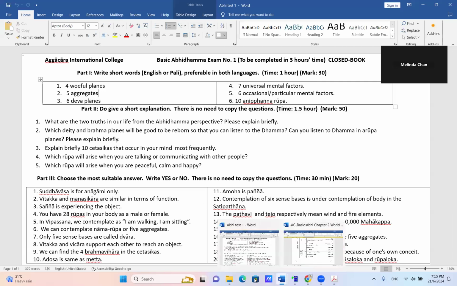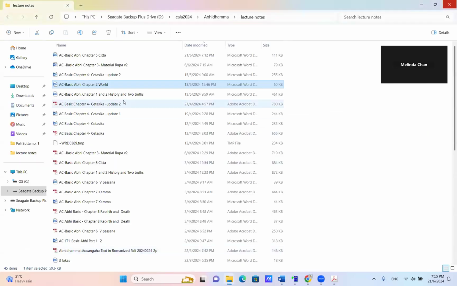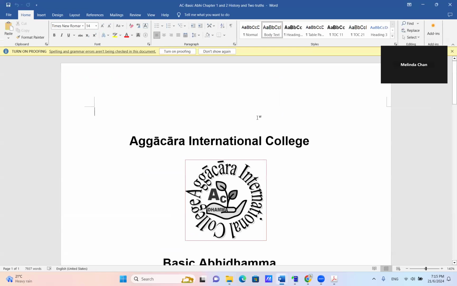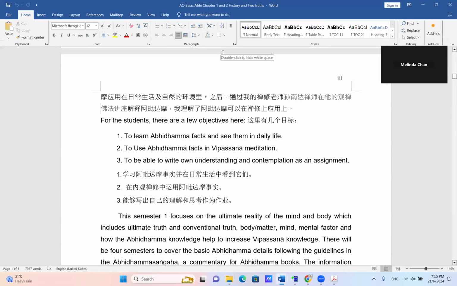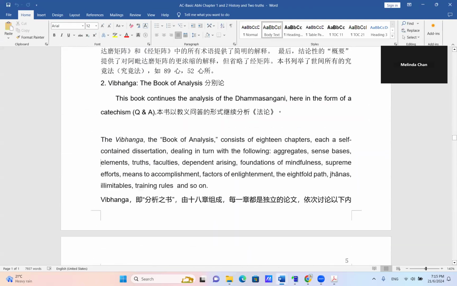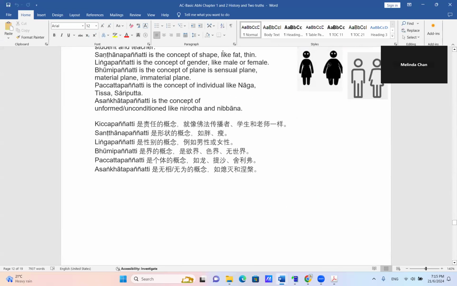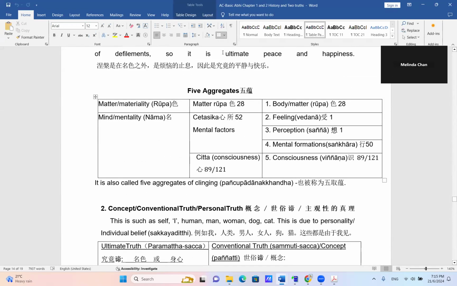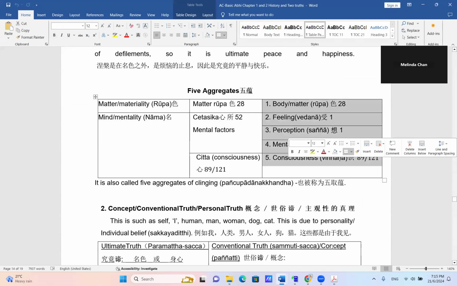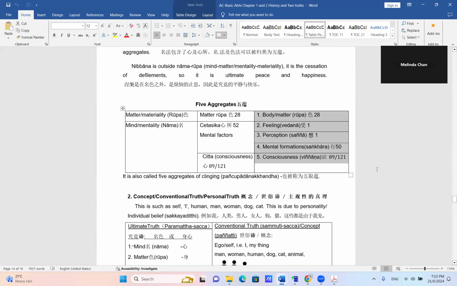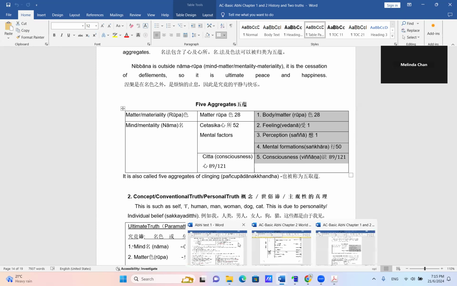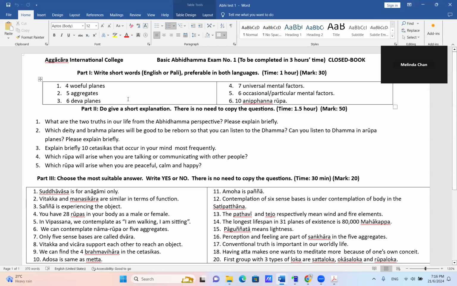All right. So to get this answer, you have to refer to the first chapter on the two truths. On the two truths, you will see this. 5 aggregates is mentioned already clearly. So you have to refer to your past printout. On the two truths, you have Rupa, Vedana, Sanna, Sankhara, Vinnana. I think most of you get the English right, but some of you didn't write the Pali. So if you don't write the Pali, you just minus 2 marks. If you make some mistake in English, you minus 1 mark.